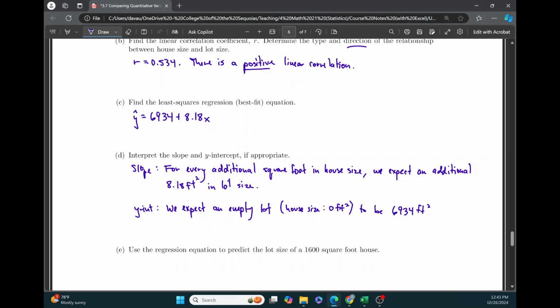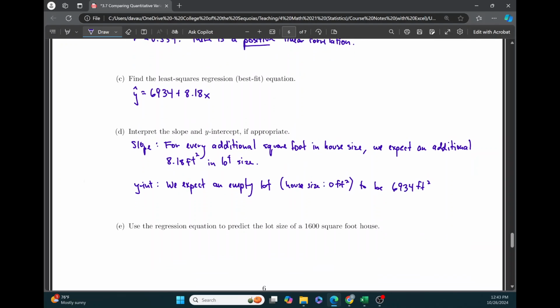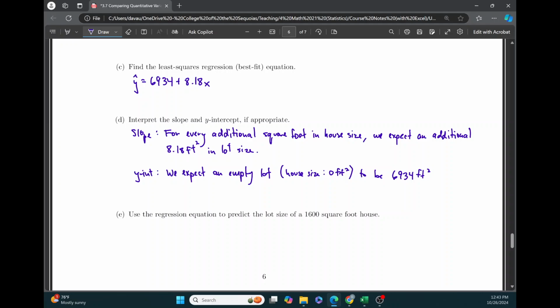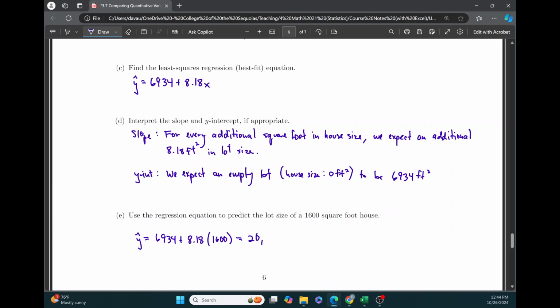Part E says, use the regression equation to predict the lot size of a 1,600 square foot house. Okay. It would be 6,934 plus 8.18 times 1,600. That comes out to 20,022.